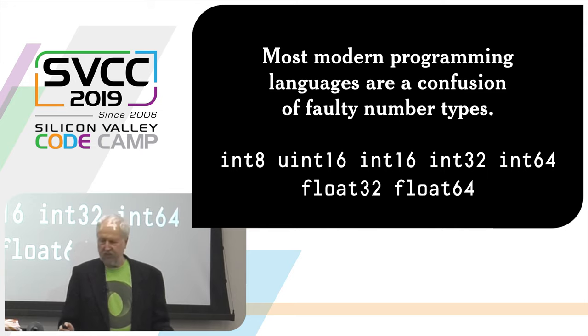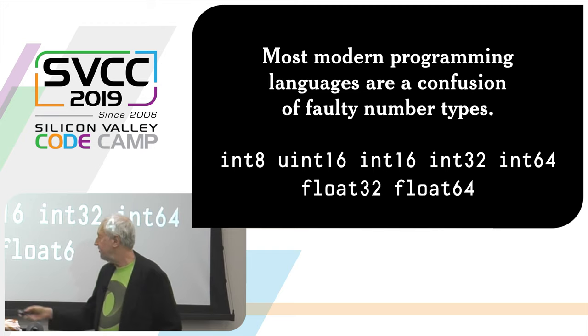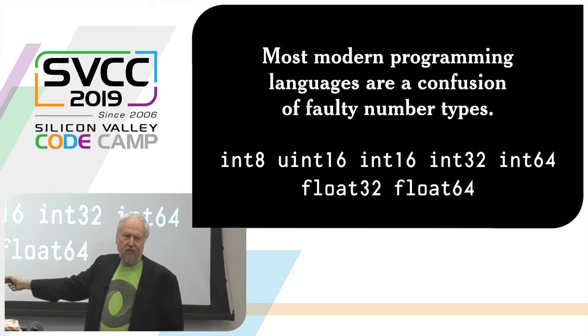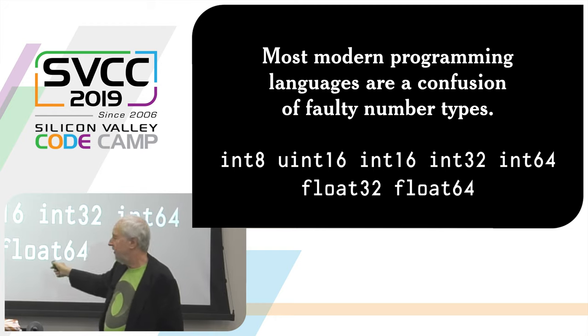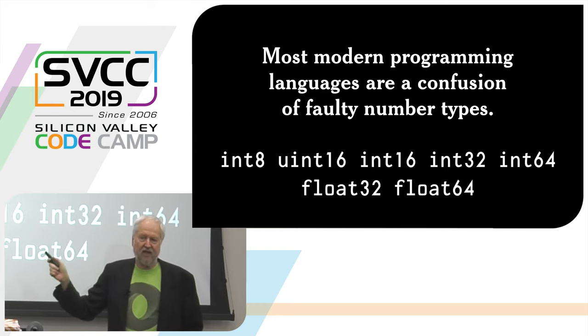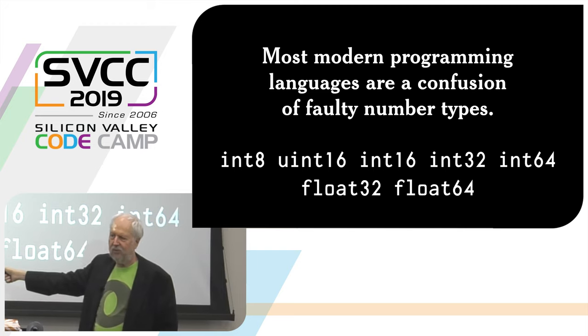So in a typical language, you might see unsigned int 16 and signed int 16, 32, 64, float 32, float 64. You should never use float 32. It just doesn't have enough resolution. The errors I was talking about happen much faster in this one because you just don't have enough bits. The 64 has enough bits that you might be immune in most applications, but this one is really weak.